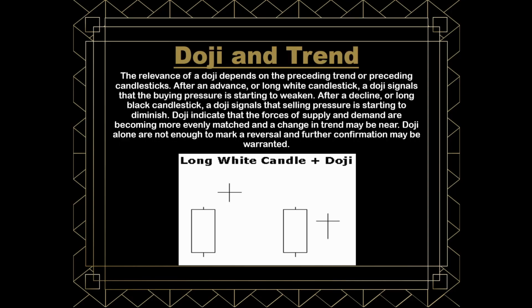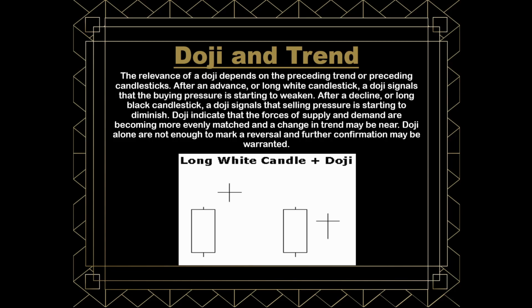Doji and trend. The relevance of a doji depends on the preceding trend or preceding candlesticks. After an advance or long white candlestick, a doji signals that the buying pressure is starting to weaken. After a decline, a long black candlestick, a doji signals that selling pressure is starting to diminish.